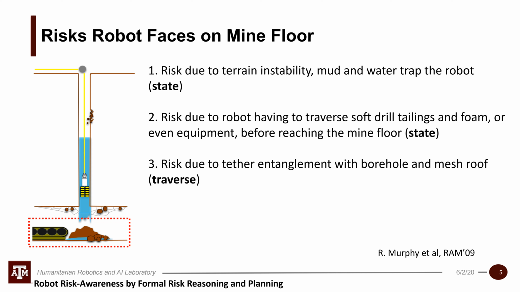Assuming the robot reaches the mine floor, locomoting in unstable terrain due to mud and water may also trap the robot. Robot has to traverse soft gel tailings and foam, or even equipment. These are because of the mine floor itself, so based on state.